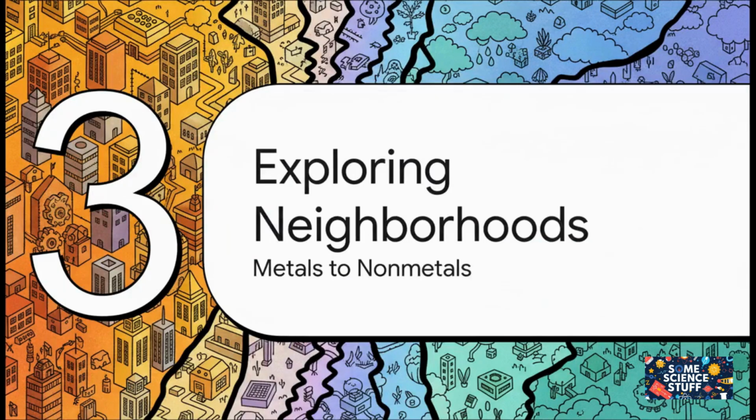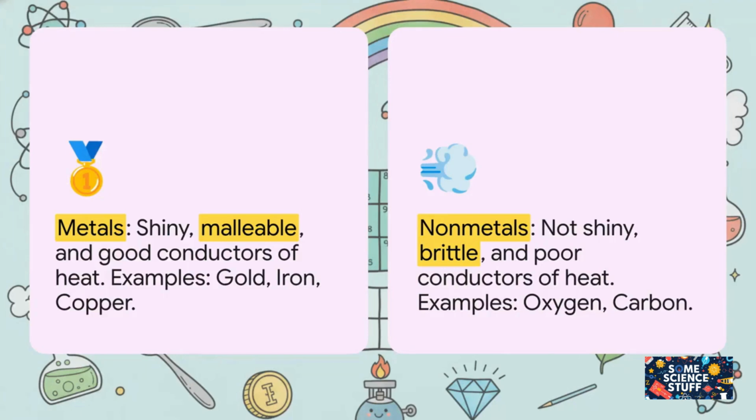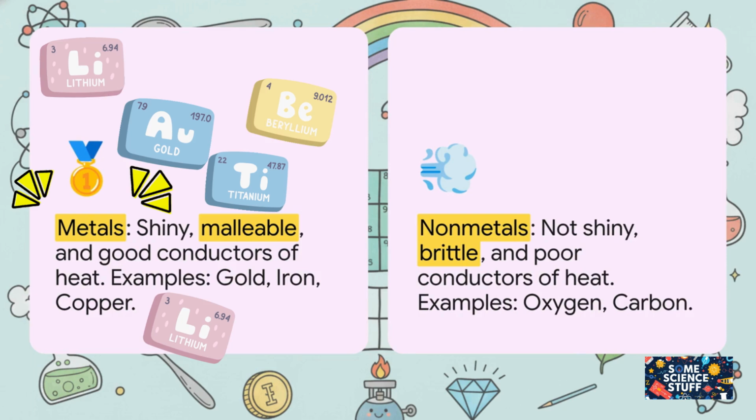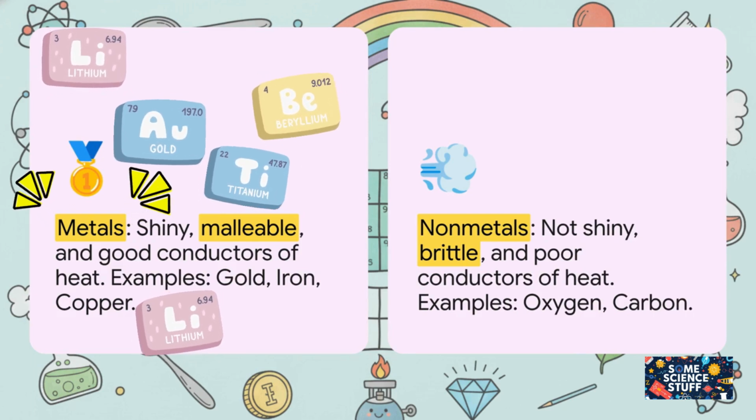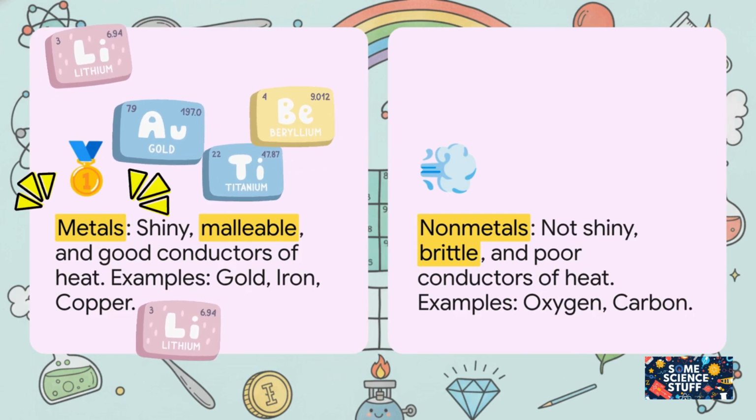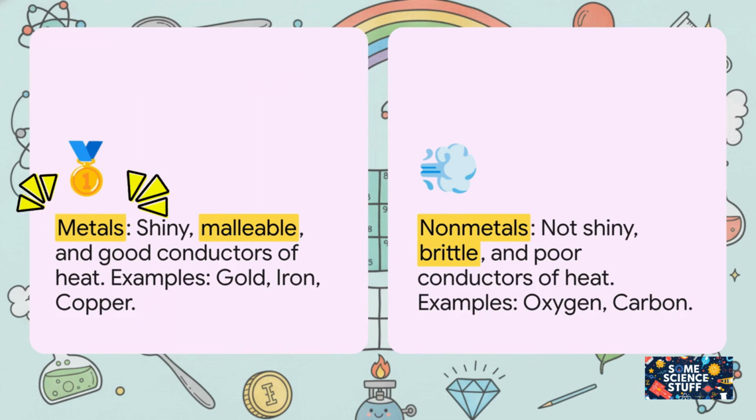Okay, so now that we've checked out a single house, let's zoom out and explore the different neighborhoods in Element City. You can see it's super colorful, and guess what? Those colors tell us a lot about who lives where. Over on the left side of the city, we have the metals neighborhood. These guys are usually shiny, bendy, and they're fantastic at conducting heat and electricity.